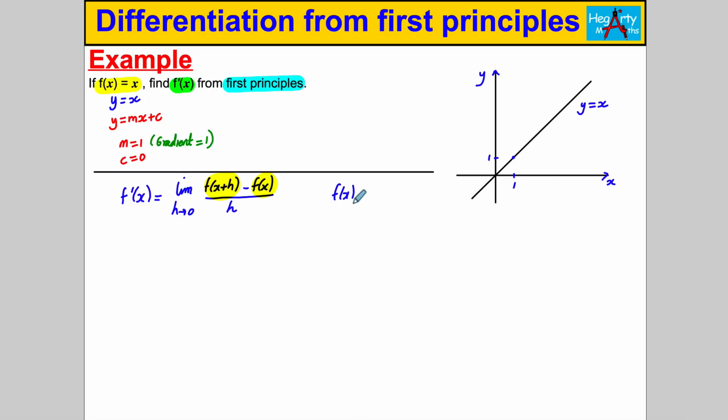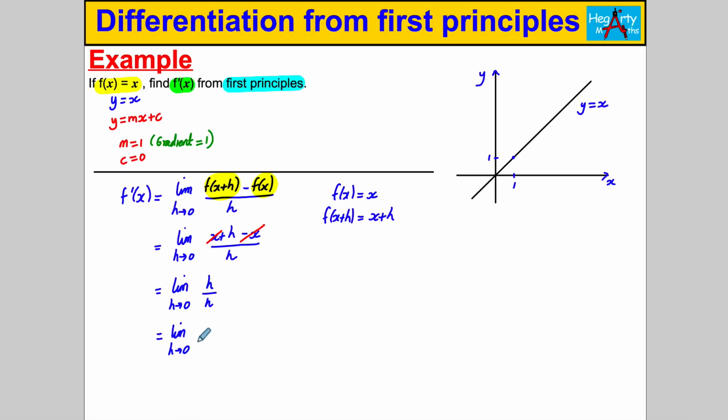So f of x is equal to, as given in the question, x. f of x plus h is going to be, substituting x plus h into this function, simply x plus h. So f primed of x is therefore the limit as h tends to 0 of x plus h, take away x, all divided by h. Hopefully you can see there's an x here subtracting another x here, so that simplifies, and we've got the limit as h tends to 0 of h over h. h divided by h is simply 1. So this is the limit as h tends to 0 of 1.